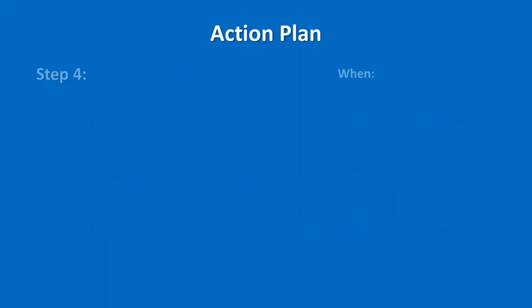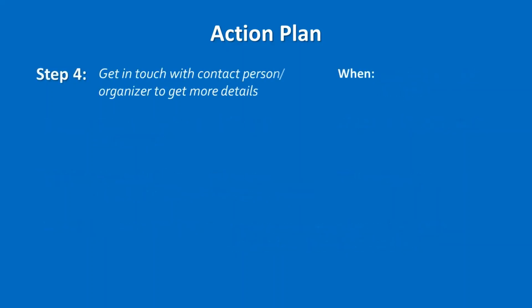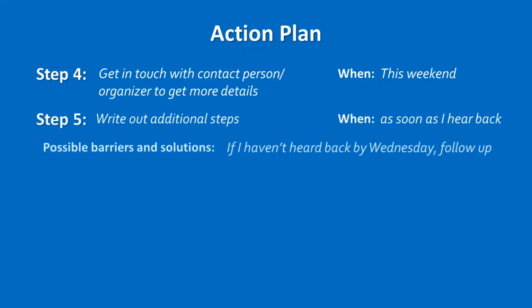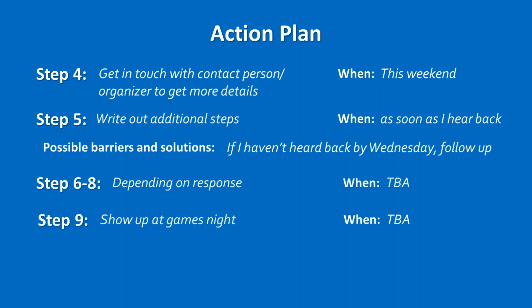So anticipating solutions to the possible barriers we might face. And then the next step might be, this weekend I'm going to get in touch with a contact person or organizer and find out information about what I need to do to sign up and participate. And then after I hear back from the contact person, I'm going to write out the additional steps I need to take based on what I've learned from them, leading up to the step where we show up at the first games night or practice.